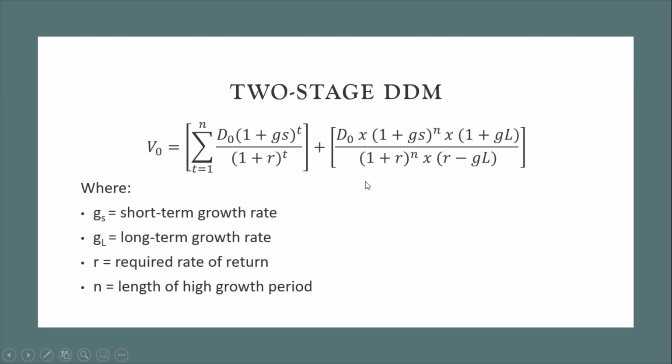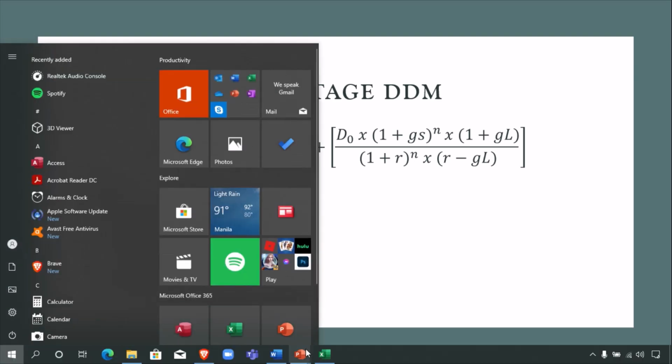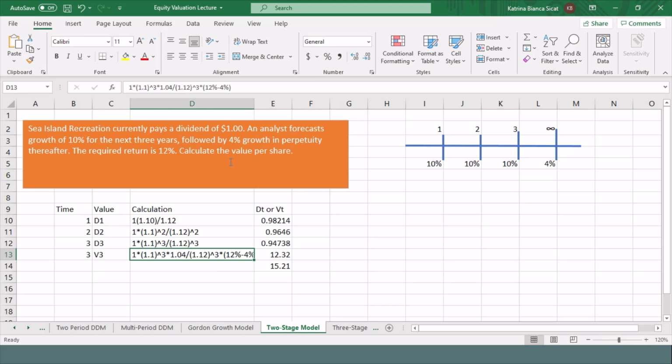Again, if you want to do this manually, you may do so, no problem. But I am just going to discuss it using Excel. So again, your dividend is 1 multiplied by your short-term growth rate raised to n, which is 3 years, multiplied by your long-term growth rate divided by 1 plus required rate of return raised to 3, or n, multiplied by the difference of your required rate of return minus your growth rate.